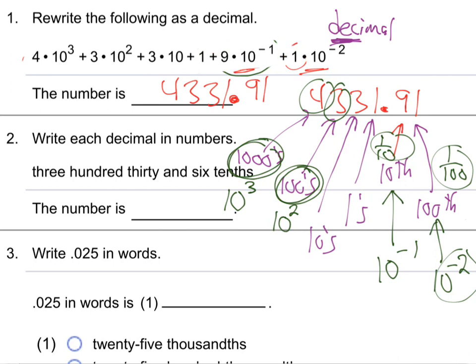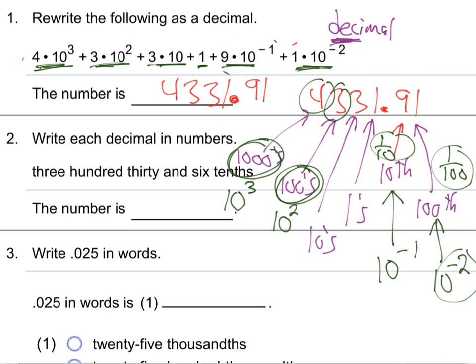So anyway, long story short, they're just saying, do you realize that we're just giving you the place values here? When they say 4 in the 10 to the third and 3 in the 10 to the second, 3, 1 is just 1, 9 in the 10 to the minus 1, and 1 in the 10 to the minus 2, they're just giving me the numbers and the place values. Good enough?